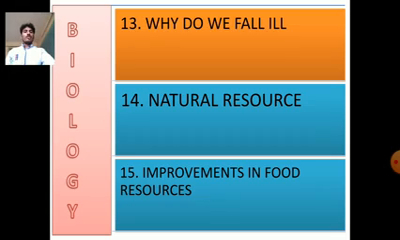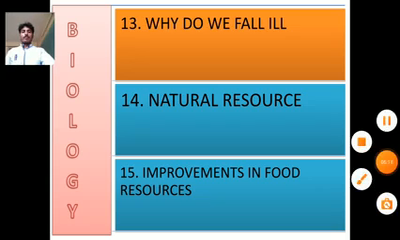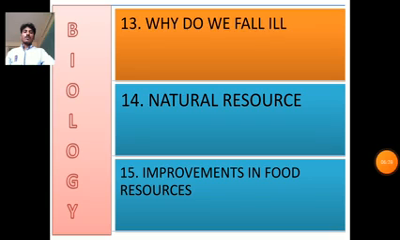Next one is the biology topics. In biology, it contains three major topics. The first one is why do we fall ill? In this chapter, we learn why we fall ill, how diseases are spread, what the causes of diseases are, and the infections of diseases.